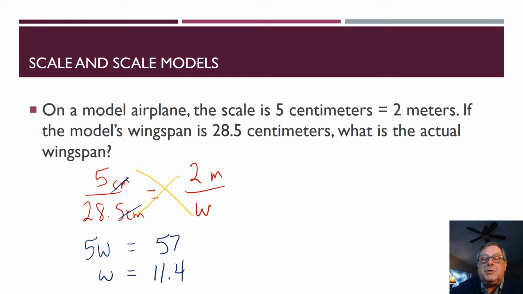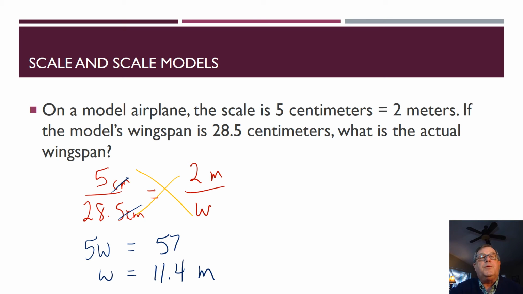Now, what's our unit of measurement? Well, it's going to be meters. This is going to be the actual size of the airplane's wingspan. A meter is roughly 3 feet 3 inches. And so we're talking, 3 times 11, 33, plus 4.4, probably about 34, 35 feet long. All right, well, there you go.